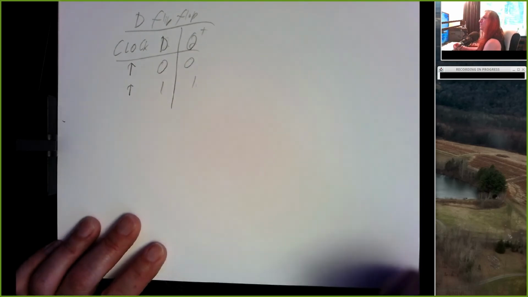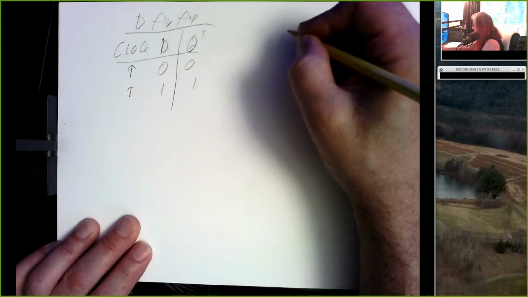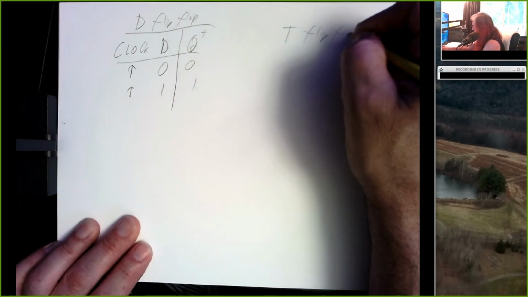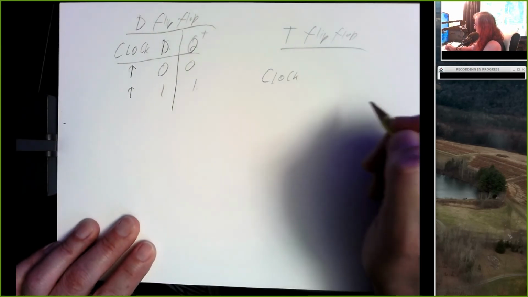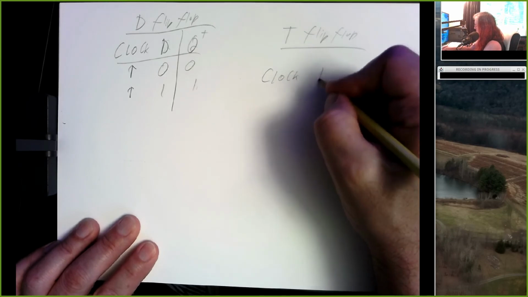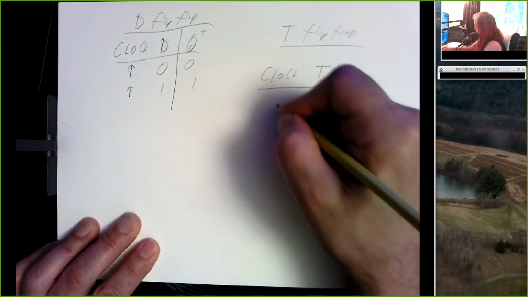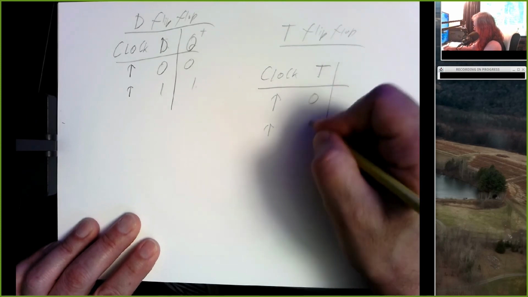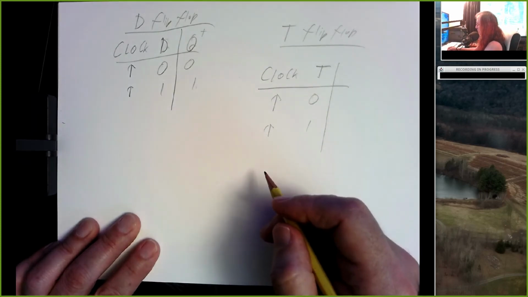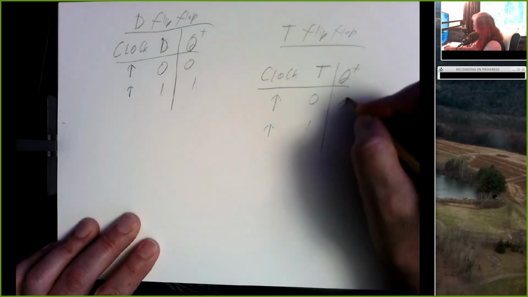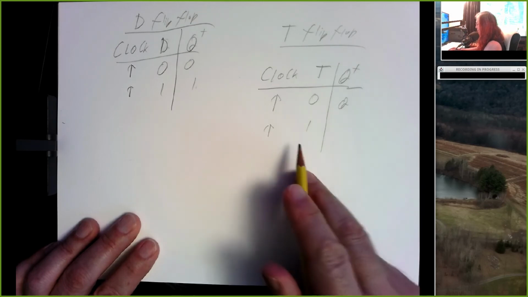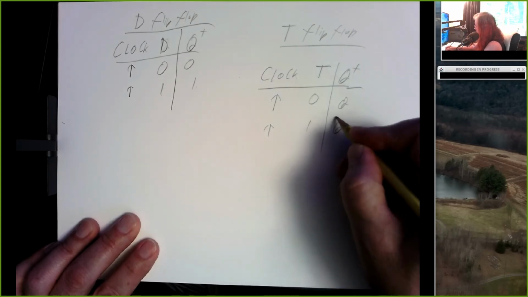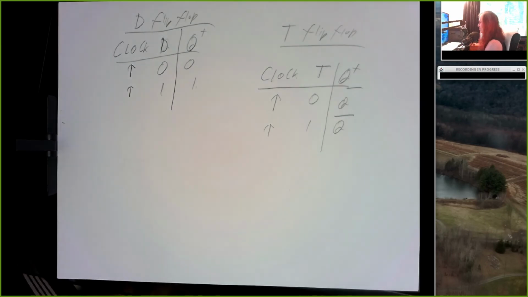All right, and there's a few different kinds of flip-flops. There's also something called a T flip-flop. And a T flip-flop has a clock input, and it has a T input. And if T is 0, when the clock ticks, nothing changes. The new value of Q is whatever the old value was. But if T is 1 and the clock ticks, the Q value changes. It toggles, or flips between 0 and 1, 1 and 0.